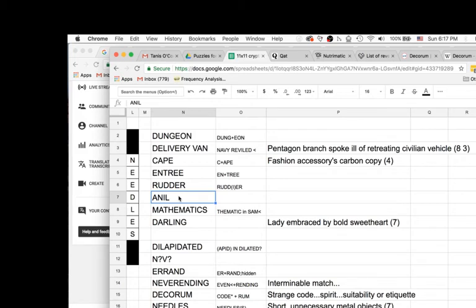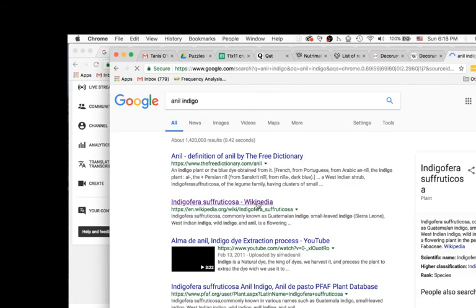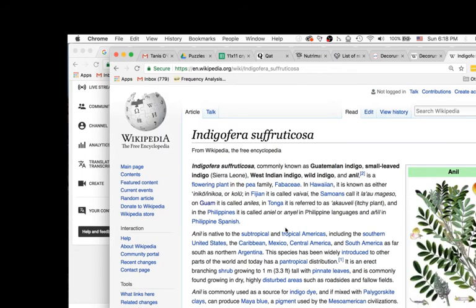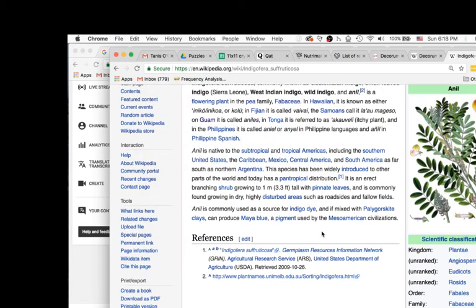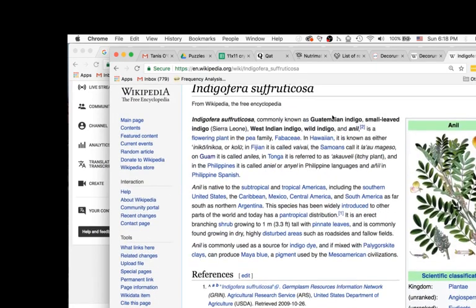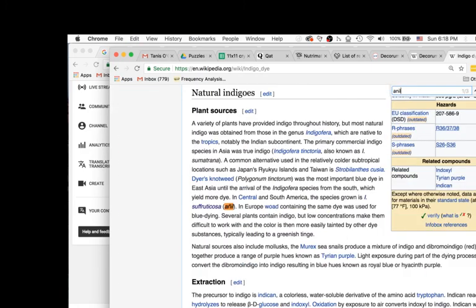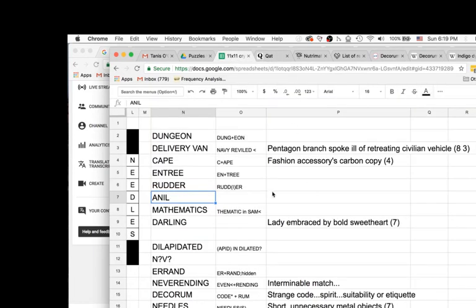I think it said Annal was a Philippine name for indigo, which goes with Manila. Let me go back and look up Annal again. Annal indigo. Indigo for a sulfur. It's native to the Americas, but well, let me just see what it says about indigo dye. Find aniline here. Aniline. Not thrilled with aniline at this point, but gotta write a clue for it. I can make a clue for it. All right.